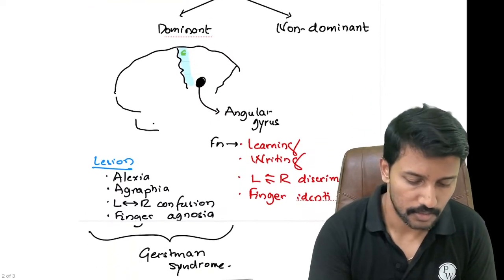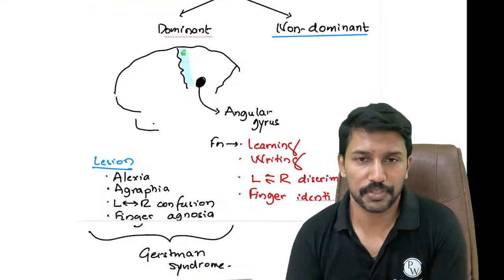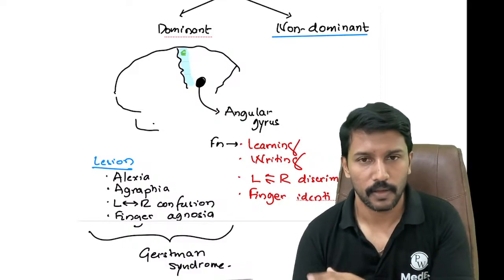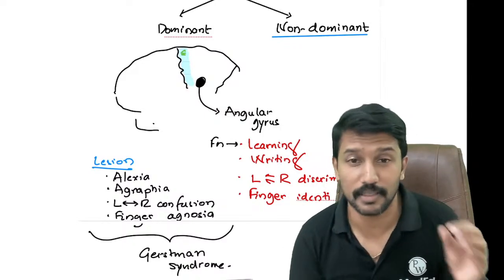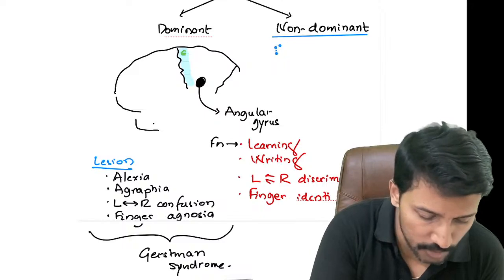Then we have this non-dominant parietal lobe, which also has functions, right? What are the functions? Again, why am I talking about it? Because in one of the FMGE, there was an image-based question. There was a question where a patient was asked to draw a clock. So they give the image of that clock drawing from the patient, and then they will ask you what is the diagnosis, right? So what are the functions of the non-dominant parietal lobe?